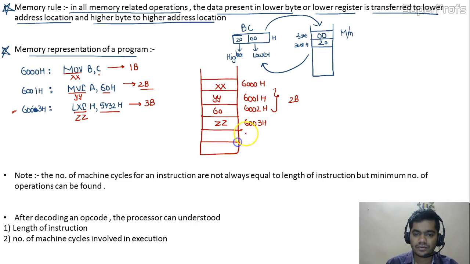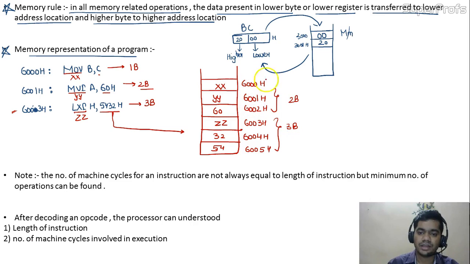Now on 6004H, at the lower address, lower byte data would be present. So we can write 32 here. And at 6005H, higher byte data would be present, that is 54. So we can see that LXI is occupying 3 bytes of memory, MVI is occupying 2 bytes of memory, and MOV is occupying 1 byte of memory. So this represents the memory representation of the program.